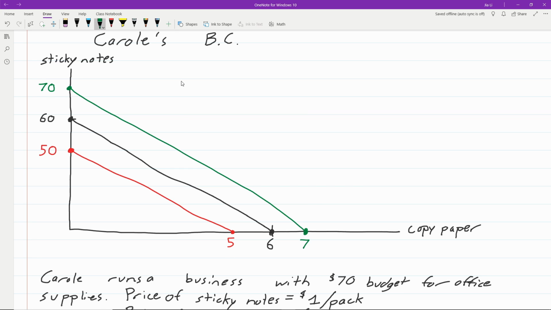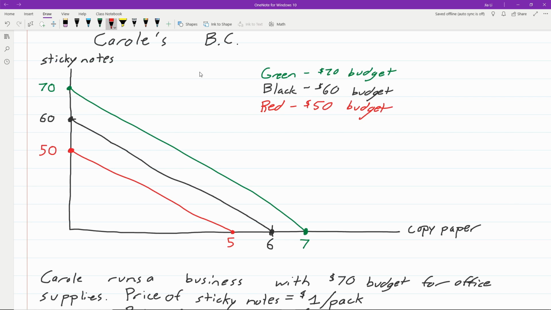So here I'll just write green, for my notes, $70 budget. Then black, $60 budget. And then finally in the red, this is with a $50 budget.